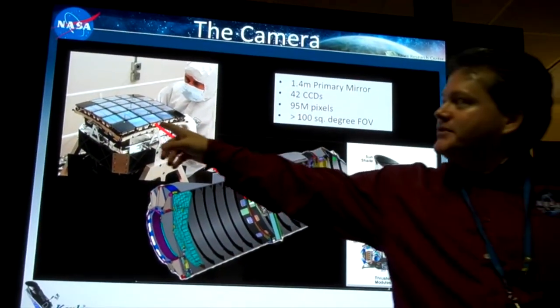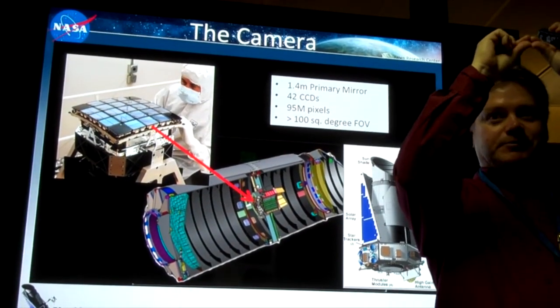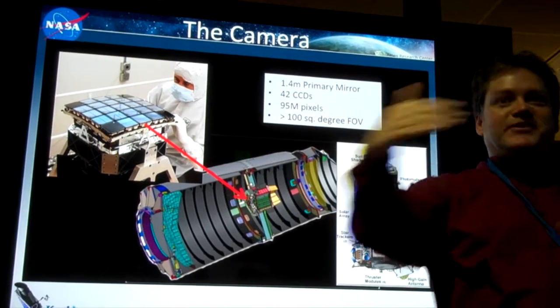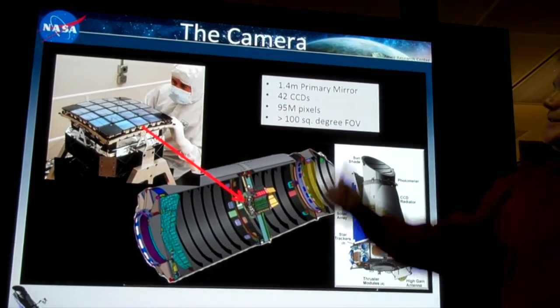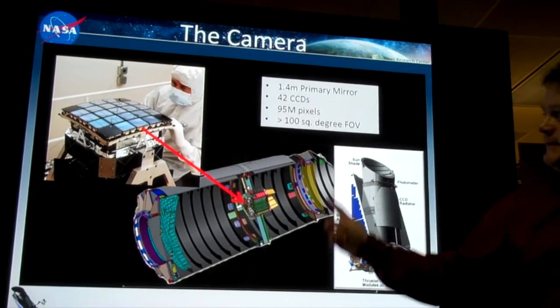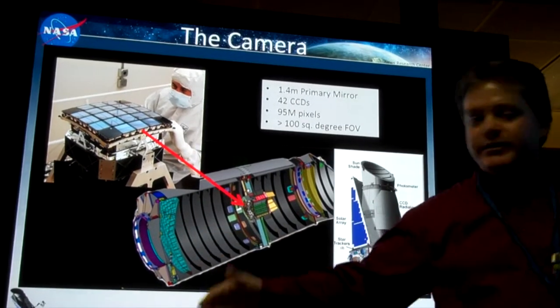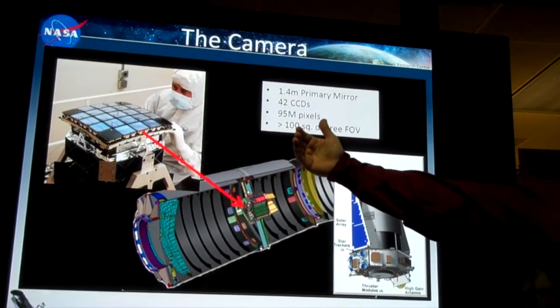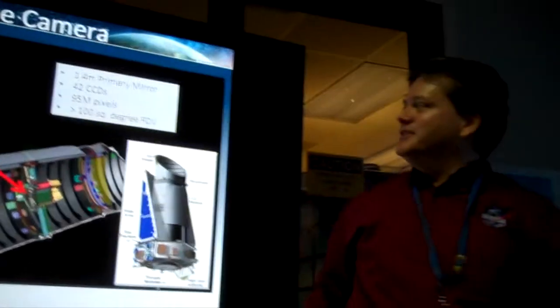This is the camera itself. Whereas the image in your digital camera is probably about this big, this one's about this big. It's the largest digital camera to ever fly in space. Like I said, it's 95 megapixels. This is the entire camera itself, the telescope combined. The mirror is 1.4 meters wide, about this big, probably bigger than my arm reach can actually reach.